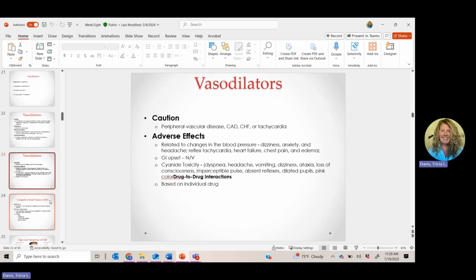We have to be very careful with people who have peripheral vascular disease and CHF. We just have to monitor their reactions with this medication. Again, any medication that changes our cardiac output, we're going to be looking for those reactions to low blood pressure. What would we see? We are definitely worried about blood pressure with these patients, possible headaches, chest pain, edema.